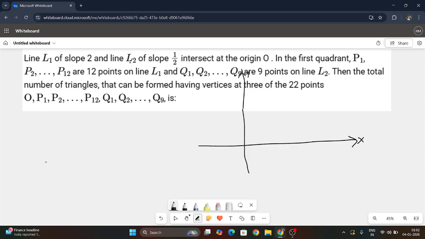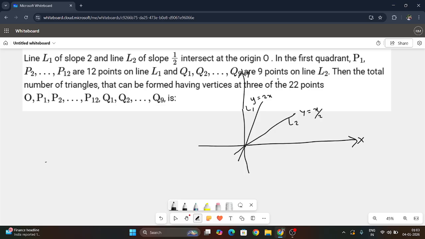L1 of slope 2 and L2 of slope 1 by 2 intersect at the origin. So you can make the graph of straight lines like this and this. Okay, and the equation of this line is y equals 2x, and the equation of this line is y equals x by 2. Okay, and this is L1 and this line is L2.